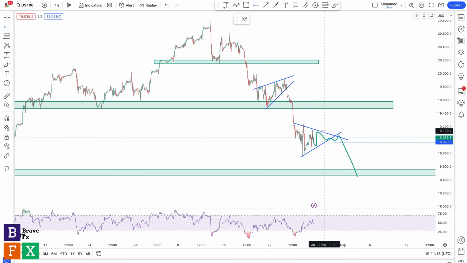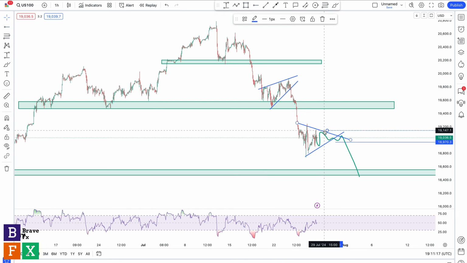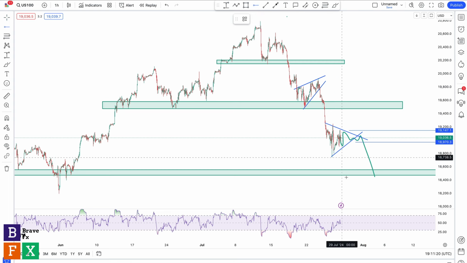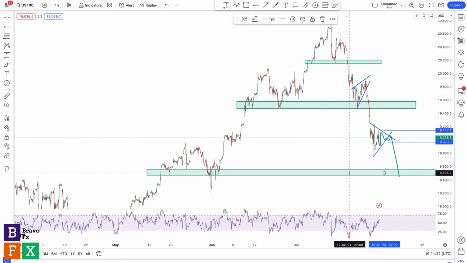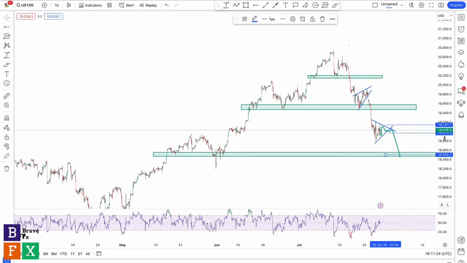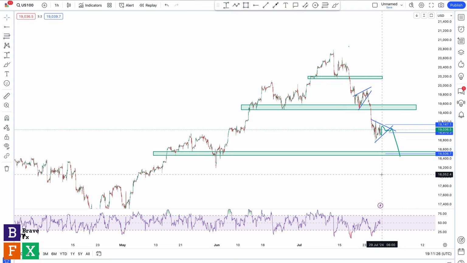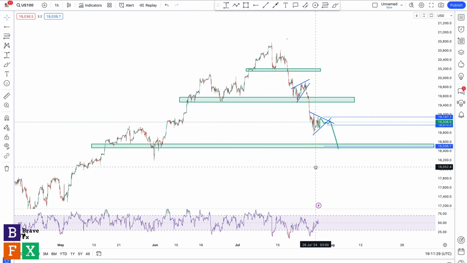Stop loss is going to be above the consolidation, at least the breakout as usual, and my take profit target is going to be around these lows, which is our next immediate area of support, right? So this is my bearish case scenario for Nasdaq.